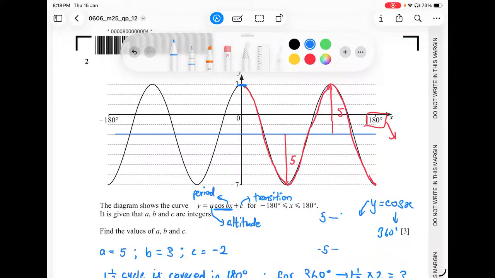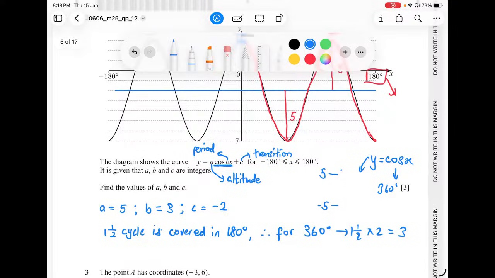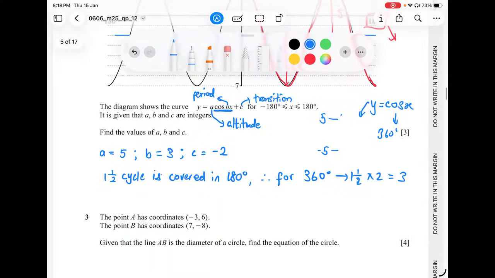And -5 minus -2 will be -7. Sorry, -5 plus -2 will be -7. So I have moved the graph 2 steps down from the altitude. So that's how you calculate the C. Hope you understood. This is a pretty straightforward question.